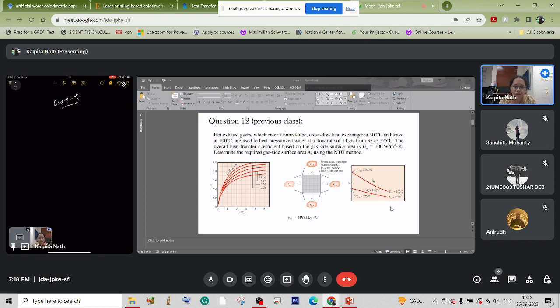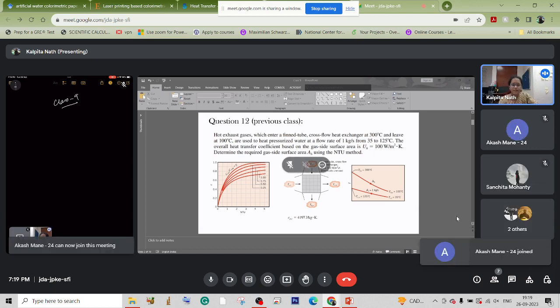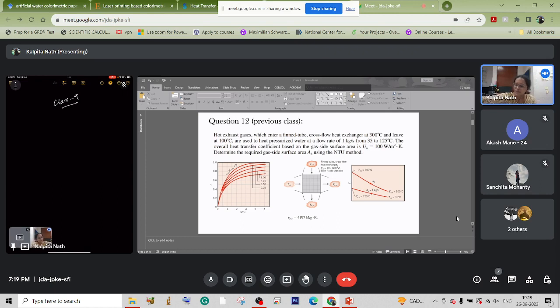The overall heat transfer coefficient is given as 100 watt per meter square Kelvin, and it is based on the gas side surface area. So we need to find the gas side surface area, that is A_H. That will be based on the equation that we have already studied in class, and we will be using the NTU method for that. I think sir has already taught you the NTU method this week. So have a look at the question.